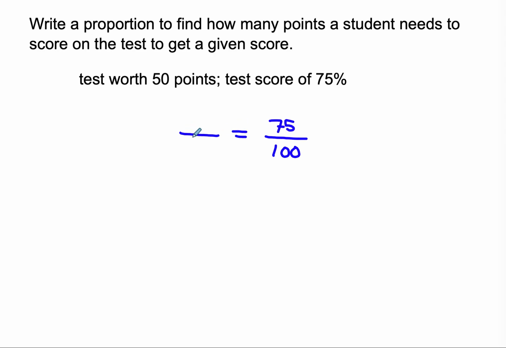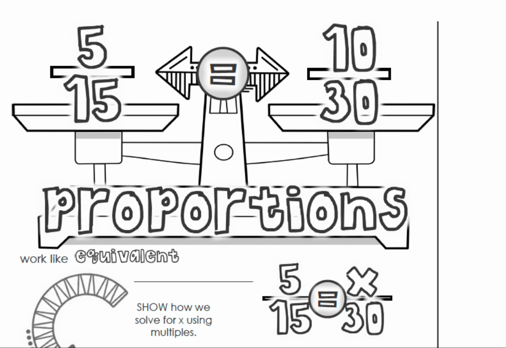Okay, and then the test is worth 50 points. So here for percent, this is a part out of a whole, 75 out of 100. The whole test is 50 points, so that's going to go on the bottom. And then we don't know how many points you need in order to have a 75%. So that's our proportion. X is to 50 as 75 is to 100. It did not say to solve on this one, so we don't need to solve it. They just wanted us to write the proportion.